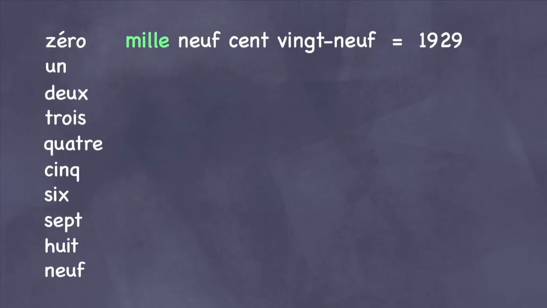Counting above 1000 is also easy. Just put 1000 in front of the numbers we have already covered to form four-digit numbers. 1929, for example, is mille neuf cent vingt-neuf. Let's listen to the president of France say it.